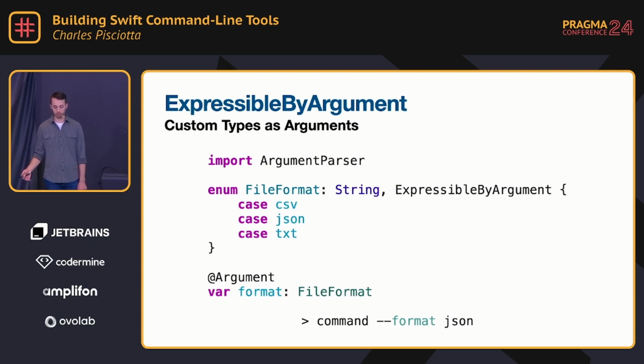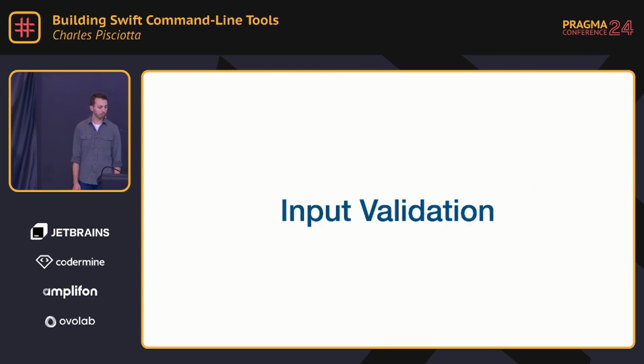Similarly, there's expressible by argument. So if, again, we want those explicit inputs, you can specify a format variable here, calling then a custom type with the expressible by argument protocol.